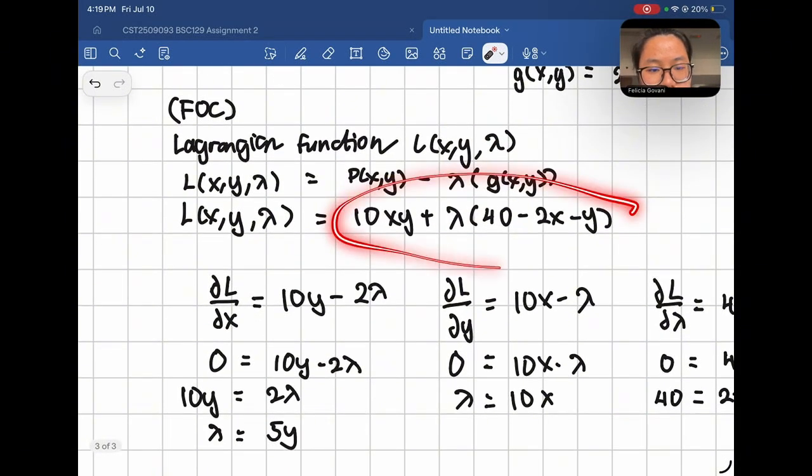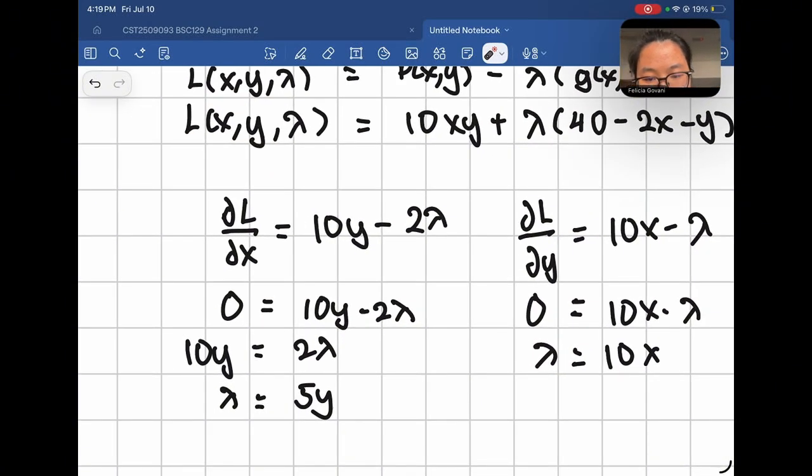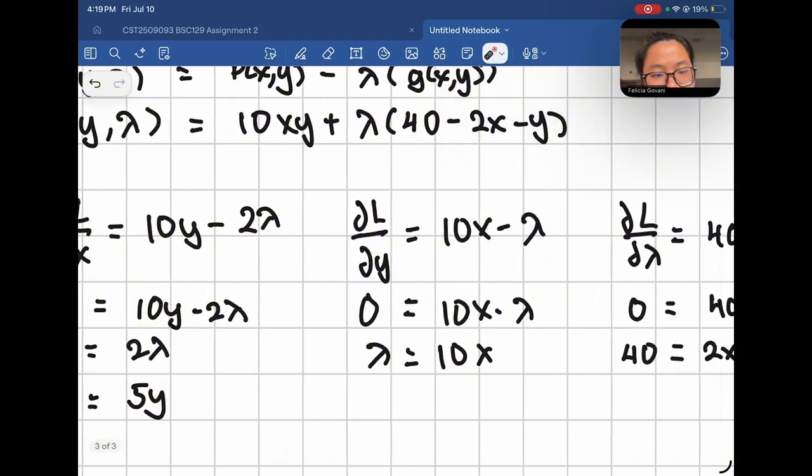So if we do the substitution here, after that we take the partial derivative with three variables. Here the Lagrange function is 10y minus 2y. If we take the derivative with respect to x and set it equal to 0, because here we also need to search for the critical point to find how many products give the maximized output, we get 0 = 10y minus 2 lambda, so 2y equals 2 lambda, and lambda equals 5y.